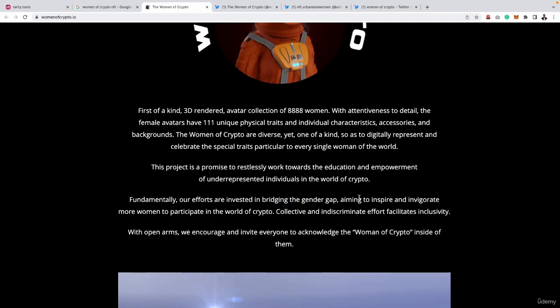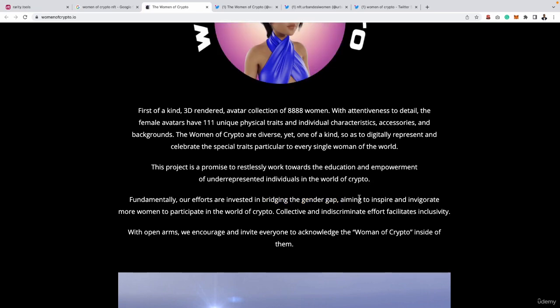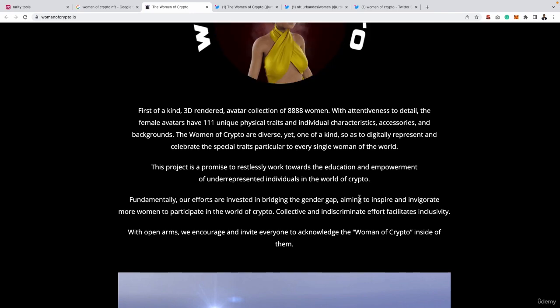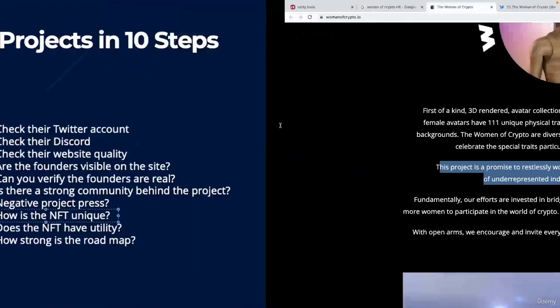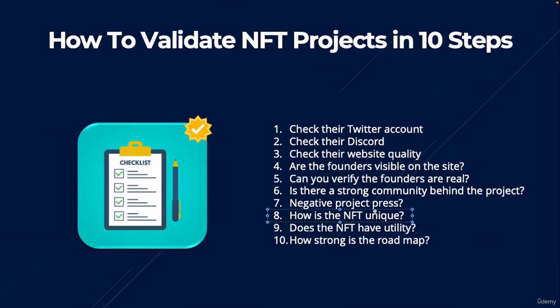If it literally just said, we want to make NFTs of women because why not, then that isn't that unique, right? It's just a collection of women NFTs. However, there is messaging and there is power behind the collection. So this is definitely a good thing to see and it gets a tick from me.